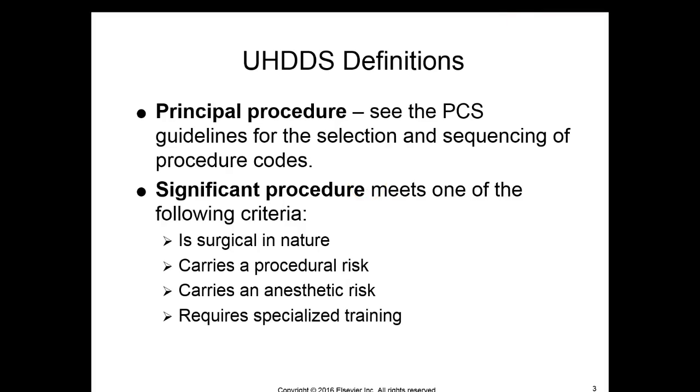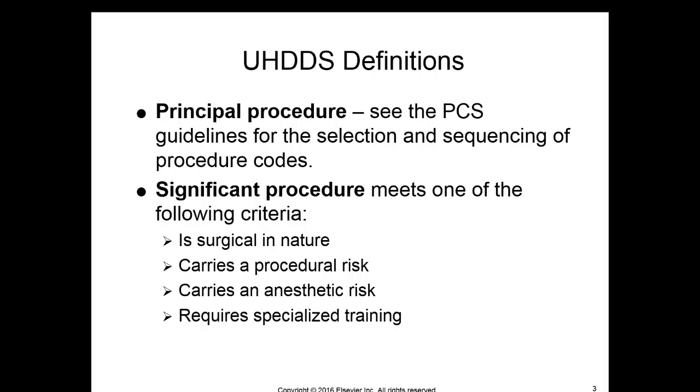So on the bottom of page 99, it tells us that these instructions should be applied when we are selecting the principal procedure. And they offer clarification on the importance of the relation of the principal diagnosis if more than one procedure is performed. And you will often find that a patient has more than one procedure.